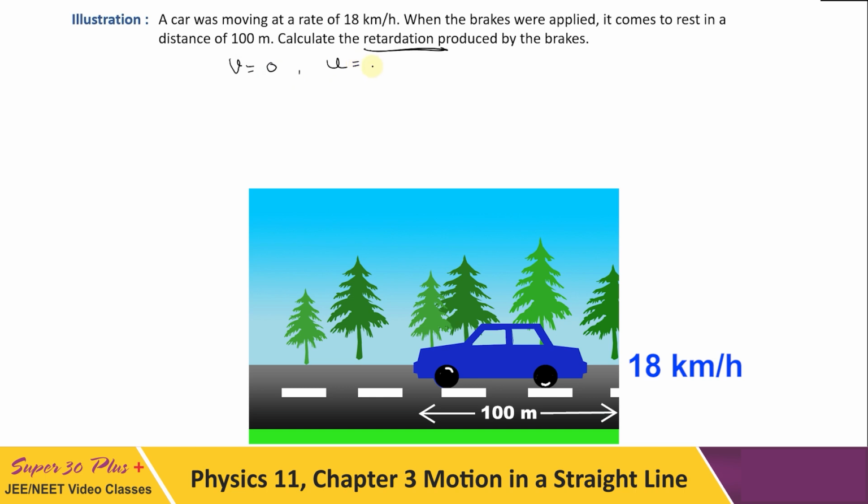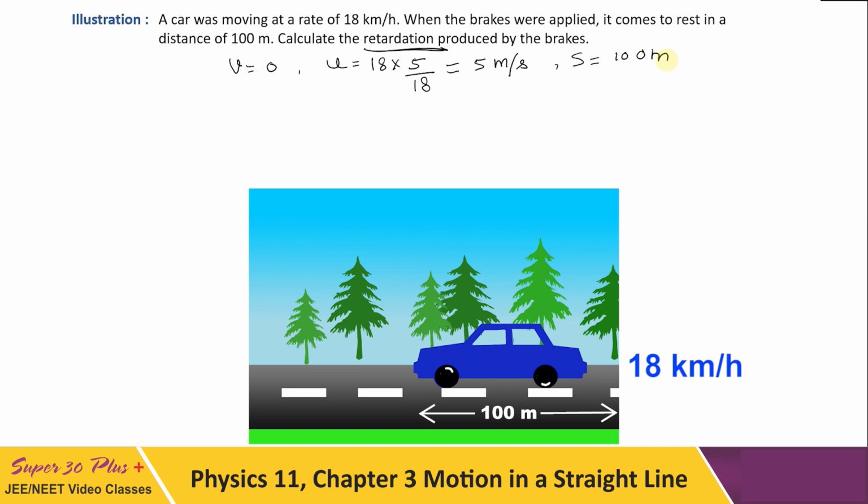Do you know the conversion? This has to be multiplied with 5 by 18. Whenever a speed is given in kilometer per hour and has to be converted to meter per second, this would be multiplied with 5 by 18. So you will get this value as 5 meter per second. This is the value of u we obtained after conversion. Now distance travelled is given, that is equal to 100 meter. So which formula should we use?